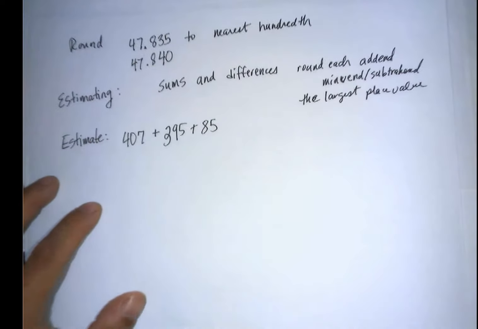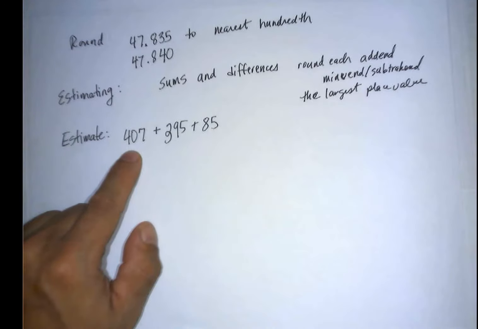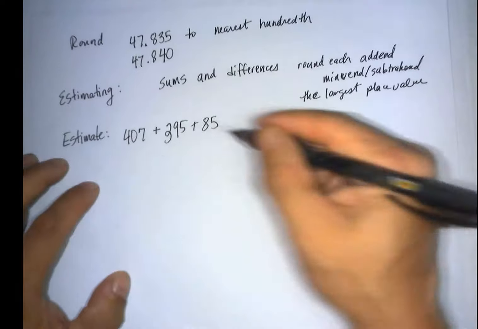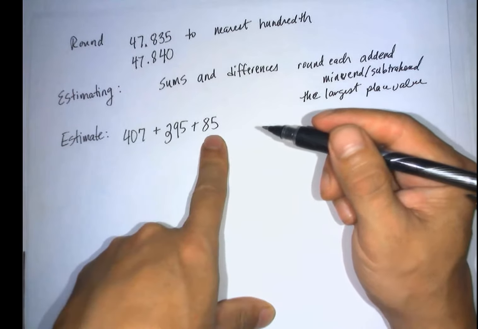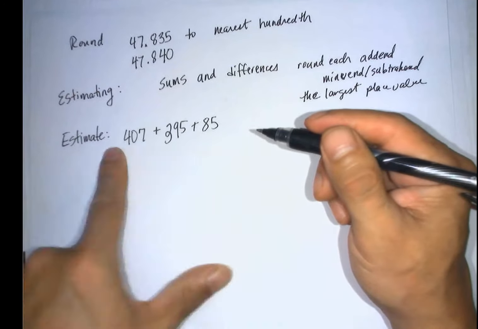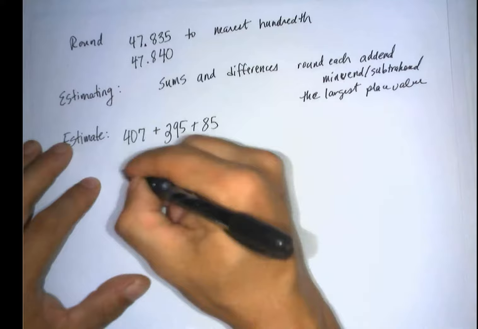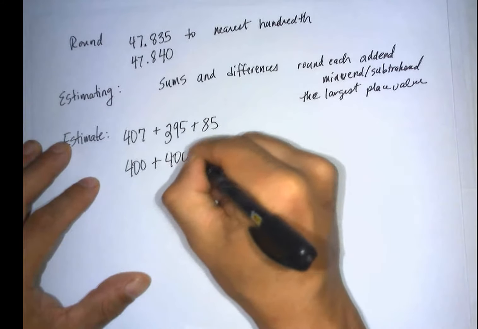here's how we would do it. We would round each of these to the nearest 100 because 100 is the highest place value. It wouldn't make sense to get the accuracy on 85, because the tens place wouldn't really help you that much. The idea is to make it easier to add, not harder.